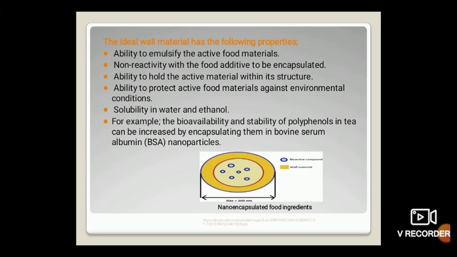For example, the bioavailability and stability of polyphenols in tea can be increased by encapsulating them in bovine serum albumin (BSA) nanoparticles. It should be kept in mind that while making nanocapsules, the wall around the food ingredients must be proper to prevent leakage, and also the functional properties of nanocapsules are determined by the composition of the wall.